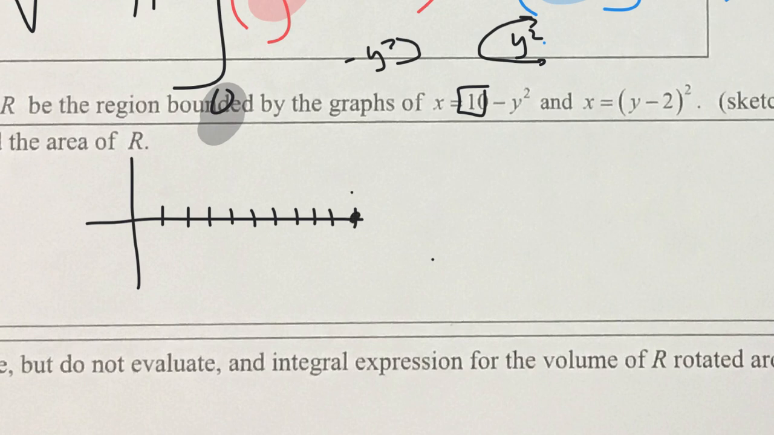So 1 up, 1 left, 1 down, 1 left, 2 up, 4 left. Right, so it's your classic parabola just graphed sideways. Okay, so this is the graph of 10 minus y squared.